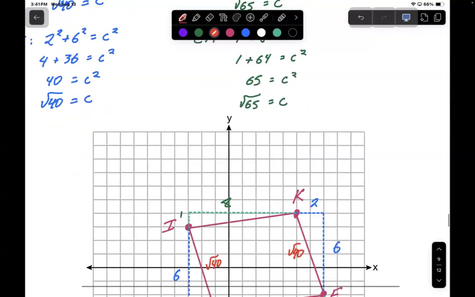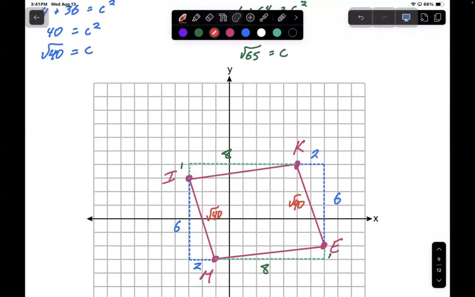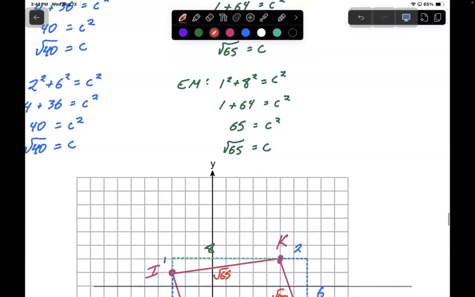And then I did the same thing for I, K, and EM. I just said, okay, let's look at this right triangle. And so I said A squared plus B squared equals C squared. So 1 squared plus 8 squared, what does that equal? 1 squared is 1, 8 squared is 64. So this is going to be equal to radical 65. And so is this one, right? 1 squared plus 8 squared equals C squared.